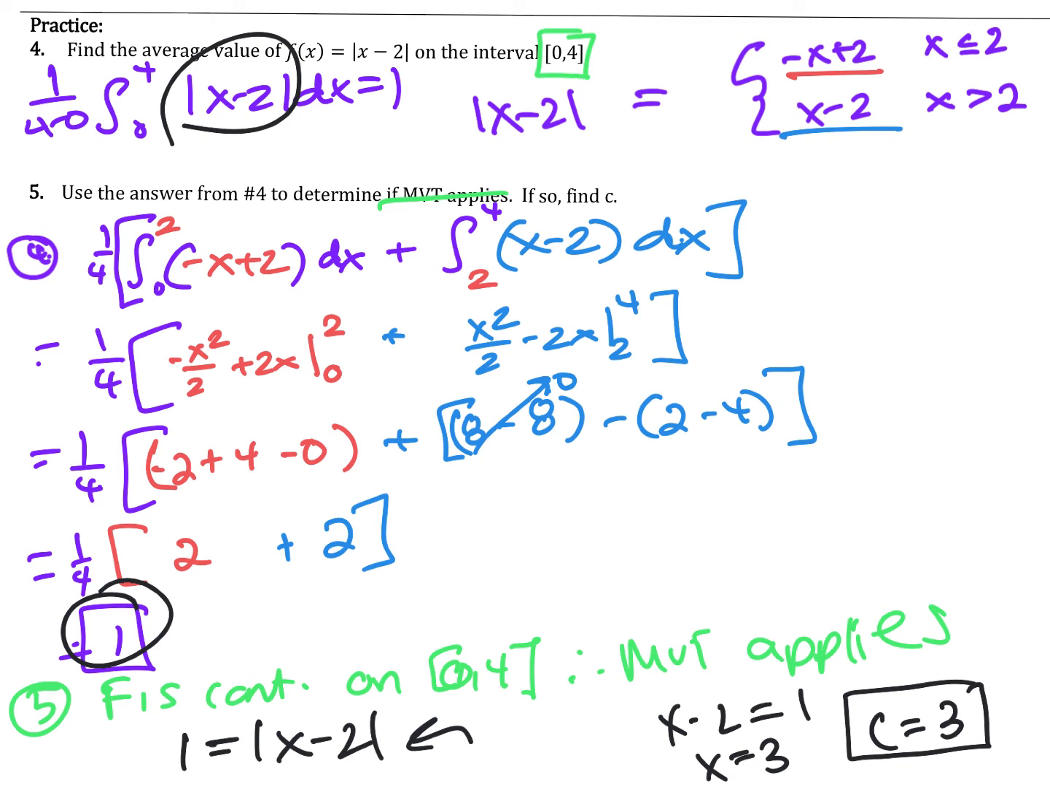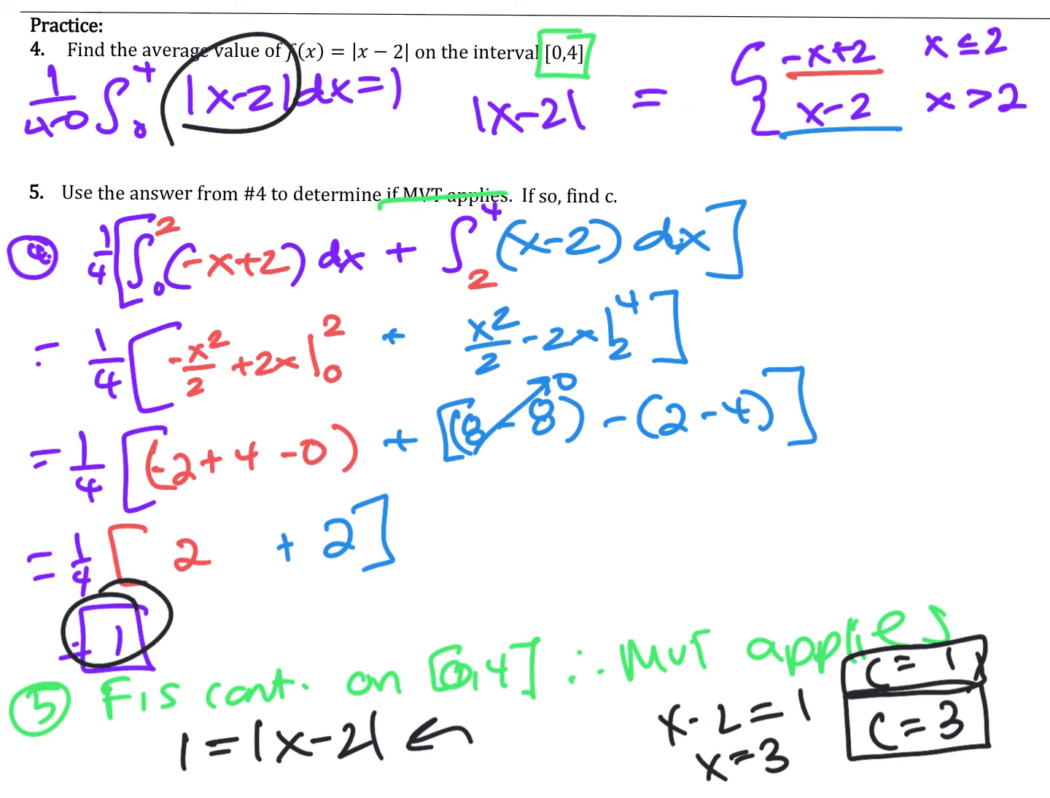Now, if I plugged in 1, I would have 1 minus 2. That would also work, wouldn't it? If I had 1 minus 2, I'd get negative 1. The absolute value of that would be positive 1. So we actually have two c values that confirm that this does, in fact, work.